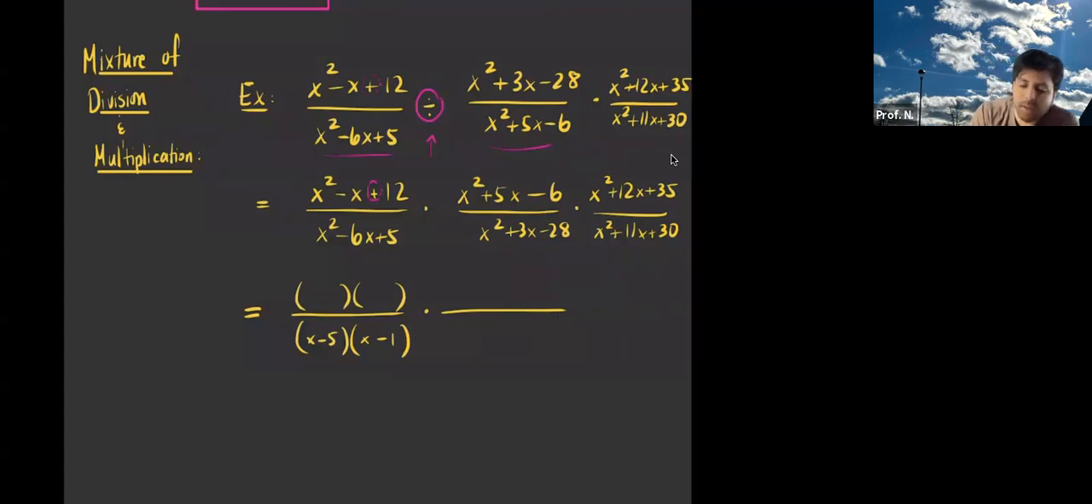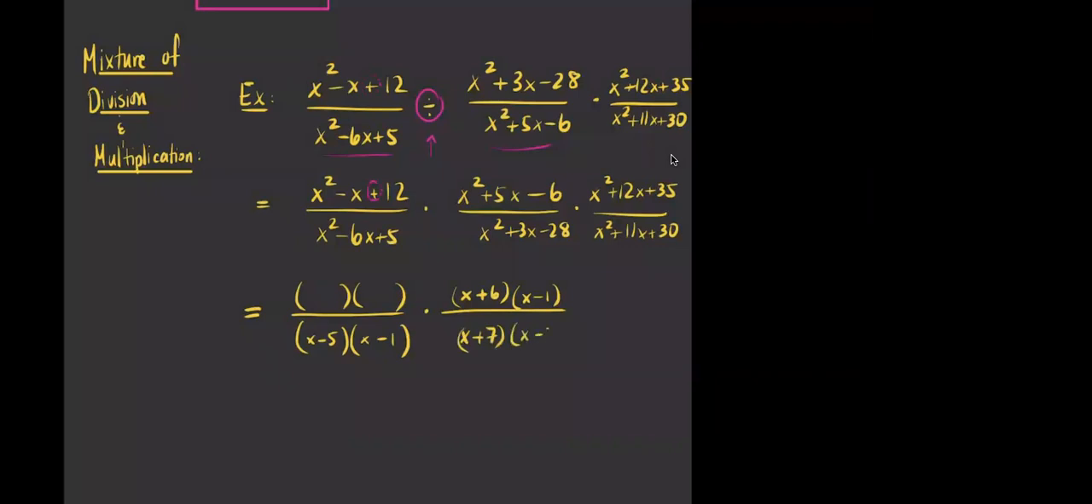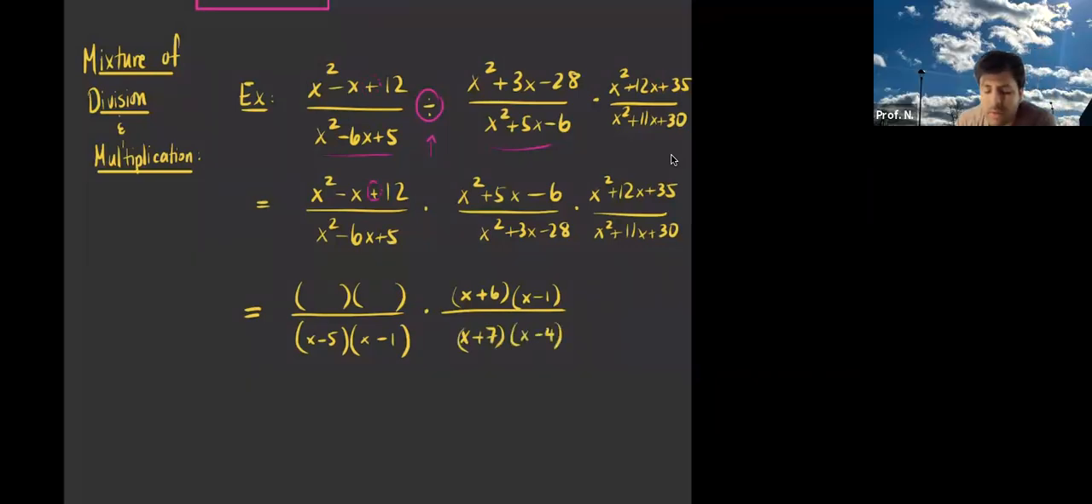Next one, x squared plus 5x minus 6. What multiplies to -6 but adds to +5? So it must be x plus 6, x minus 1. Then x squared plus 3x minus 28. One of them must be positive, one of them must be negative. They add up to +3. So it must mean I have x plus 7 and then x minus 4, because 7 times -4 is -28. You add 7 and -4 and you get +3.